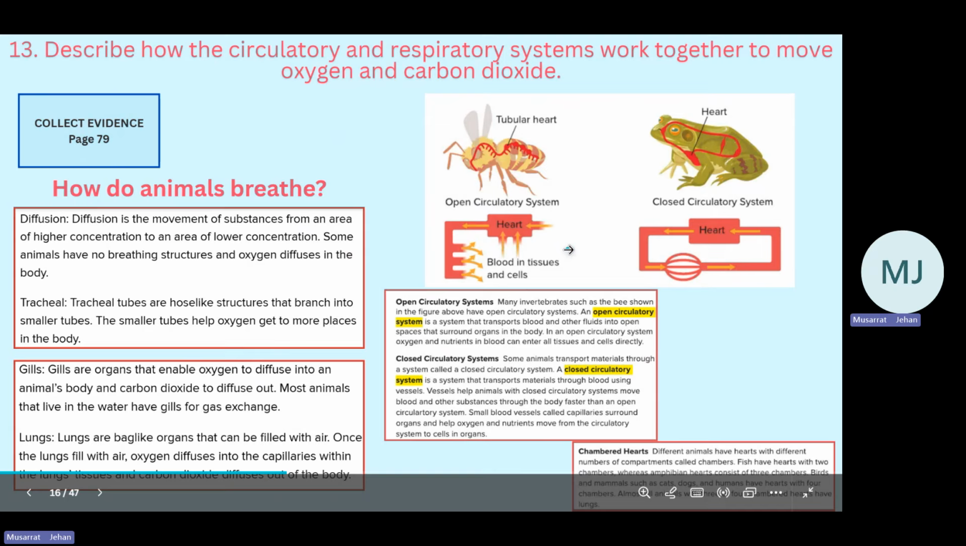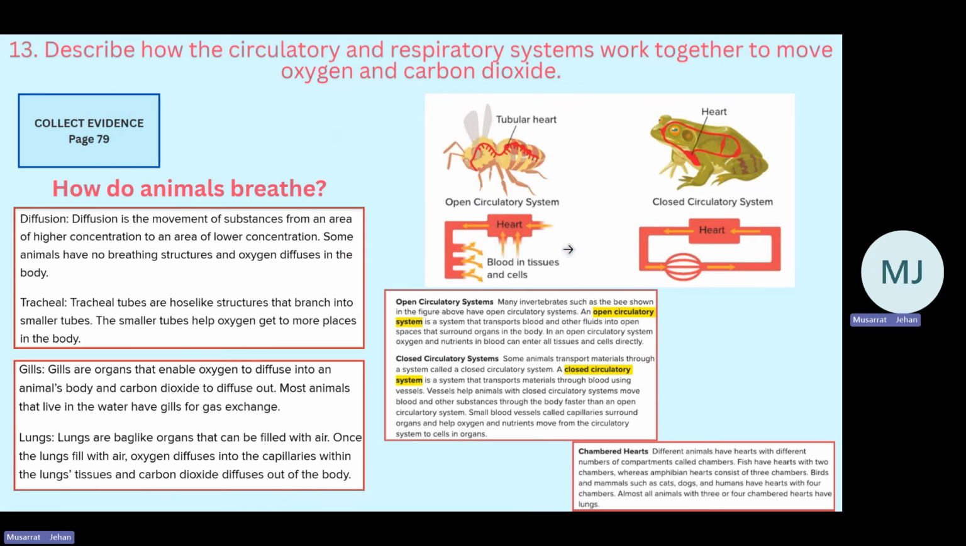Then there's one more thing. The heart has a different number of chambers in different organisms. For example, fish have a heart with only 2 chambers. Amphibians like frogs have a heart which consists of 3 chambers. All birds and mammals, cats, dogs, humans, have a heart with 4 chambers. You can remember this: all those animals which have a heart of 3 or 4 chambers use their lungs for respiration. For breathing, they need their lungs.